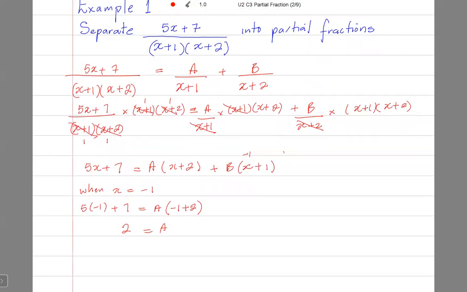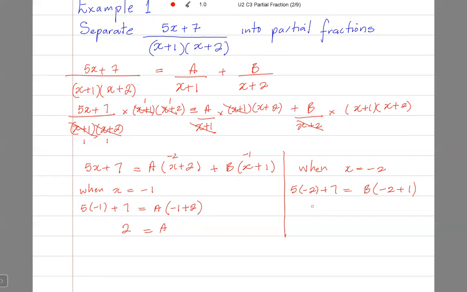I can also say when x is equal to -2, to get rid of a, on the left, I'm going to have 5 into -2 plus 7, is equal to a, this is -2, so -2 plus 2 is 0. 0 times a is 0, so a disappears. Plus b into -2 plus 1. -2 plus 1 is -1.